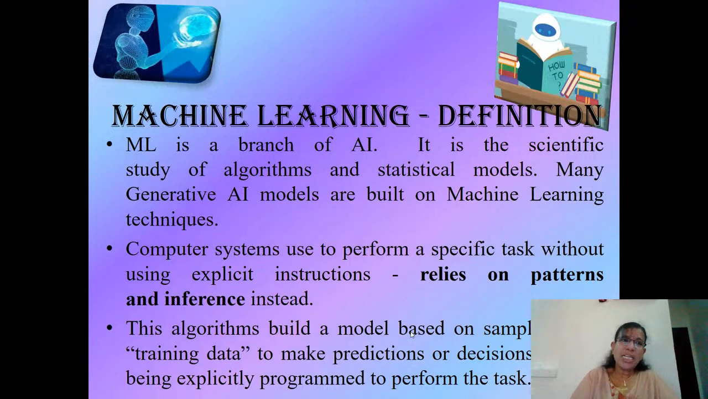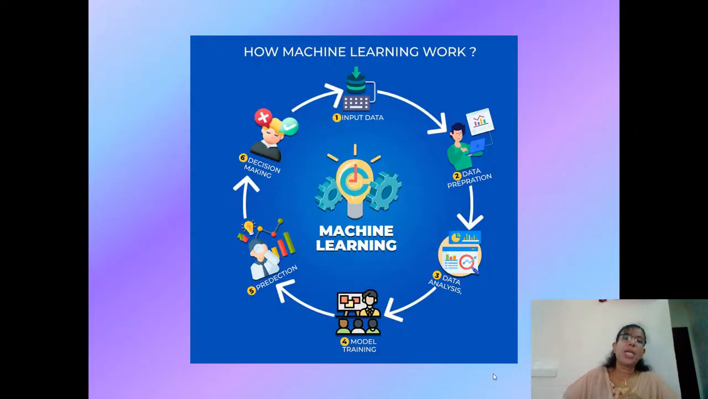So I need not write, I will just give the data. This particular data is called training data. Whatever data I'm using to train the machine is called training data, and this training data is used to make the predictions and the decisions. So this diagrammatic representation will give an idea of how machine learning works.